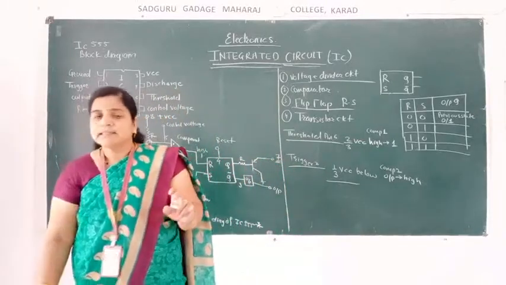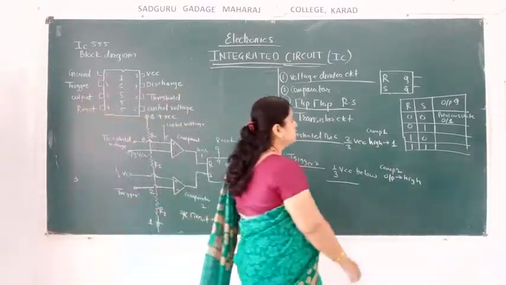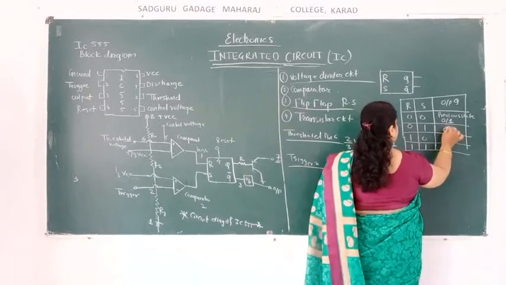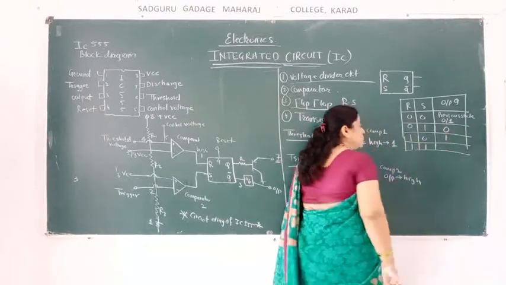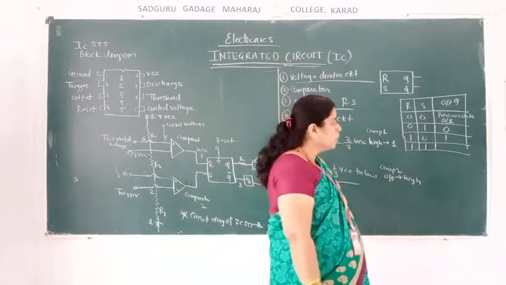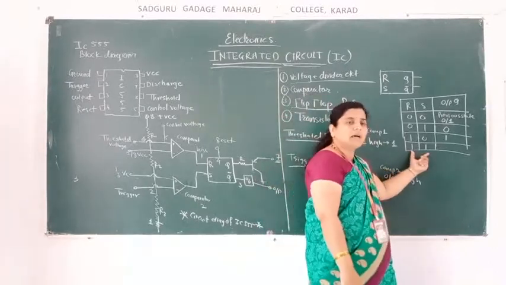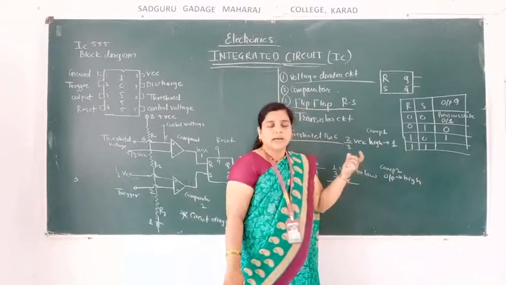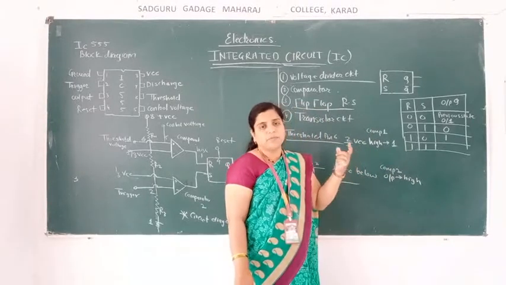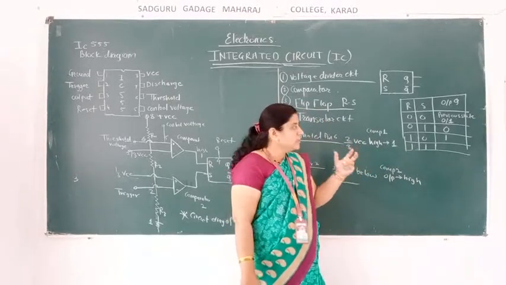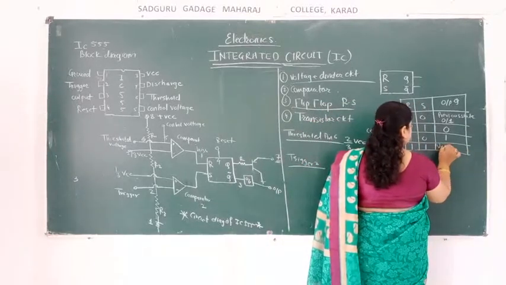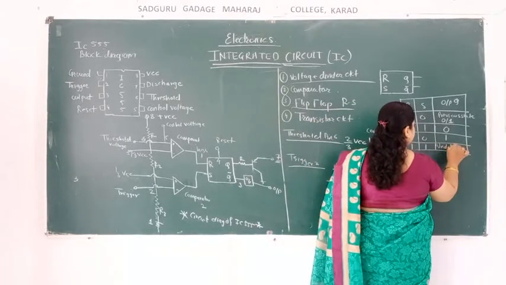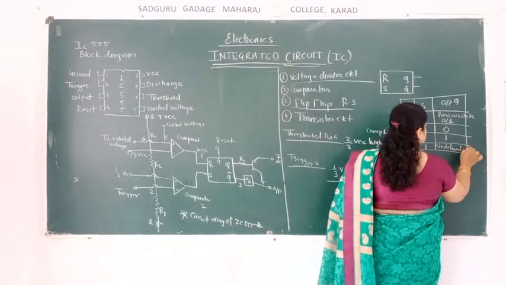is high, then it will be in the 0 state, and if R is high and S is low, it will be in the 1 state. Okay, so if both the R and S flip-flop inputs are in the high condition, then what happens? Here it is an undefined condition.